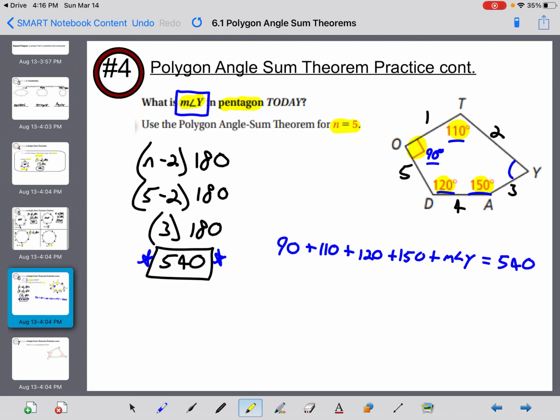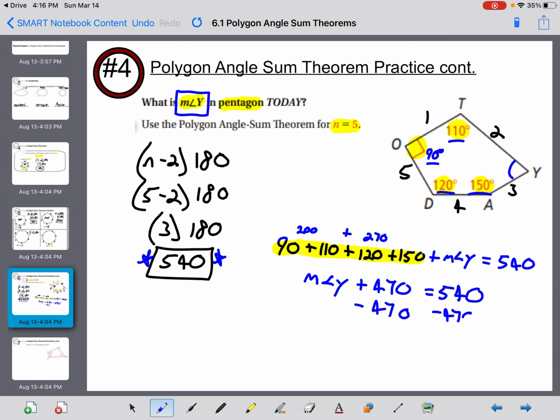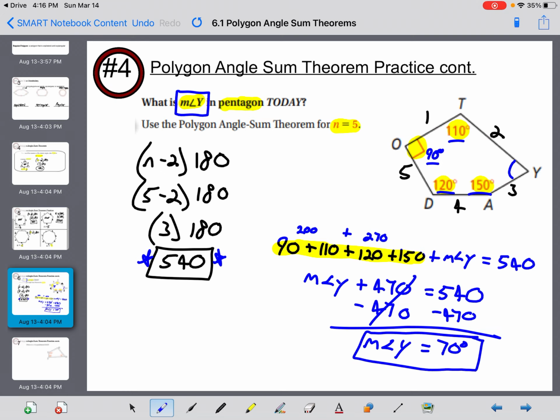Okay, so if we are to combine like terms, all of these constants can be added together. So the measure of angle y plus 90 plus 110 is 200, and 120 plus 150 is 270, and 200 plus 270 makes 470. Now this is a normal two-step equation. Subtract 470 from both sides, and the measure of angle y is equal to 70 degrees.